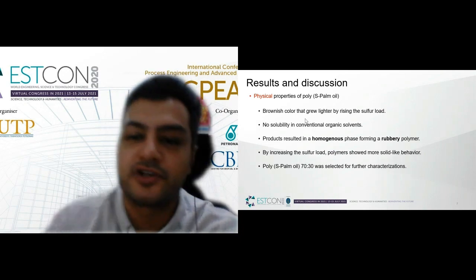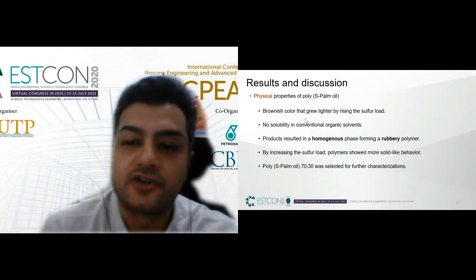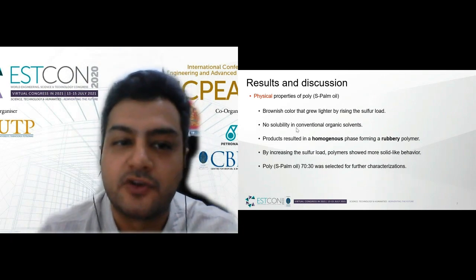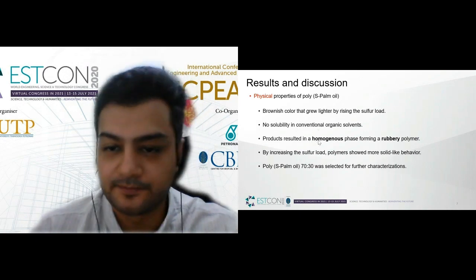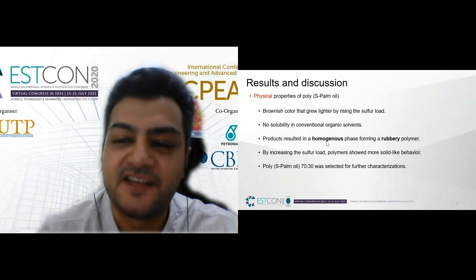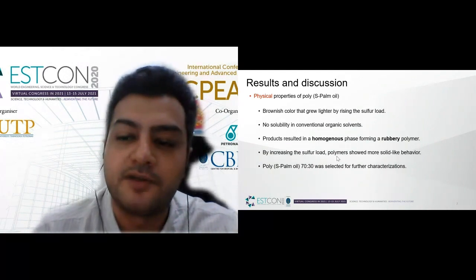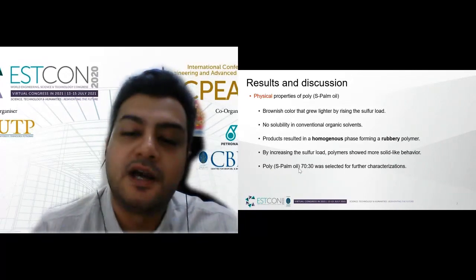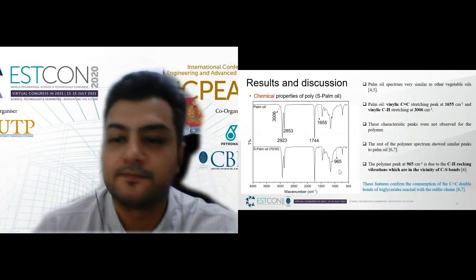The physical properties of the poly-S palm oil: they showed a brownish color that grew lighter with rising initial sulfur load, and they demonstrated no solubility in conventional organic solvents such as toluene, chloroform, and pyridine. The products resulted in a homogeneous phase, forming a rubbery polymer, and we saw that by increasing the sulfur load, the polymers showed more solid-like behavior. Poly-S palm oil 70-30 was selected for further characterization.